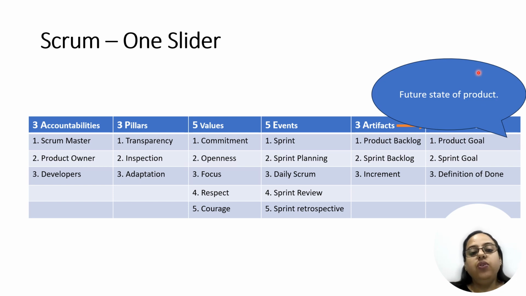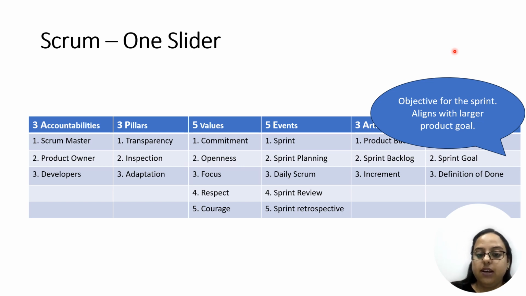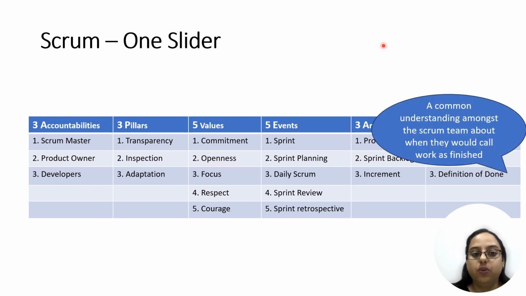Product goal is the future state of the product. So it is a long-term vision for the product. Sprint goal is the objective for a specific sprint, and it should be always in alignment with the larger product goal.